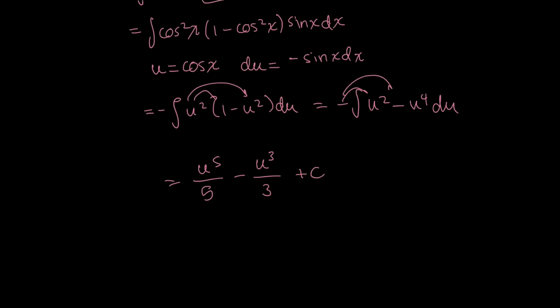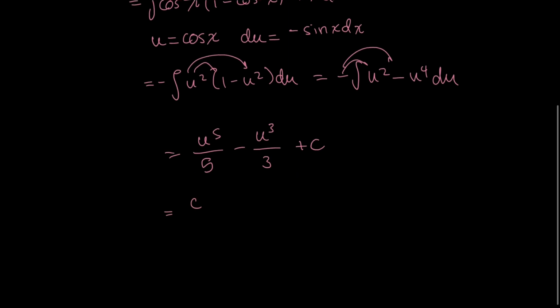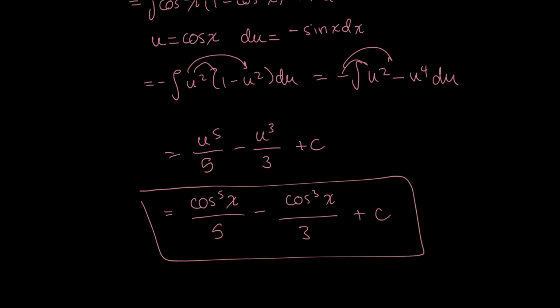And now that it's integrated, we can just substitute u back in. Remember, our u is cosine x. So this is equal to cosine to the power of 5 x divided by 5 minus cosine to the power of 3 x over 3 plus c. And that's it.